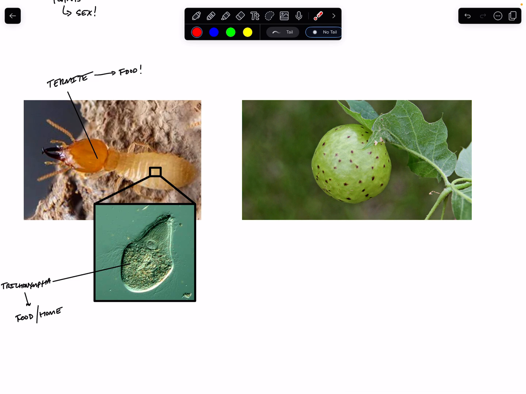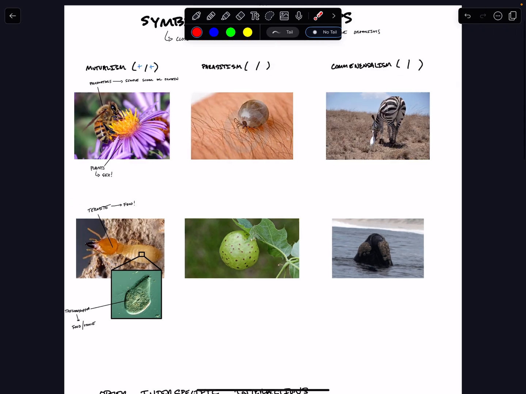Without the Trichonympha, the termite would not be able to eat, and without the termite, the Trichonympha wouldn't have this safe, cozy, warm, lovely place to live and get fed on a routine basis. So it's very good for both of them.